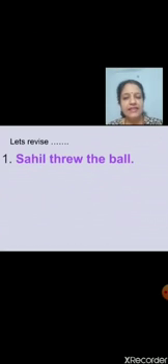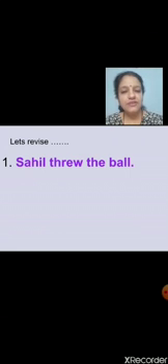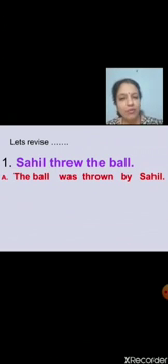Now, let us take a quick revision of what we learned so far. Another example, Sahil threw the ball. Isn't it easy for you to change the voice here? How will you change the voice? Yes, focus on the verb, because changing the verb is very important. You should do it correctly. Right? Correct? The ball was thrown by Sahil.